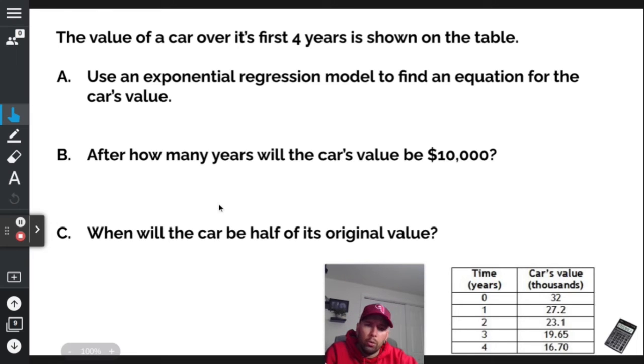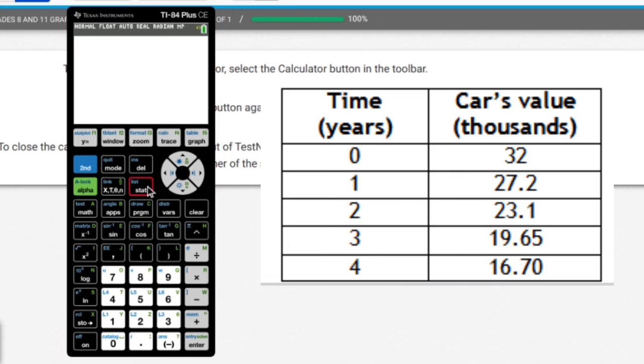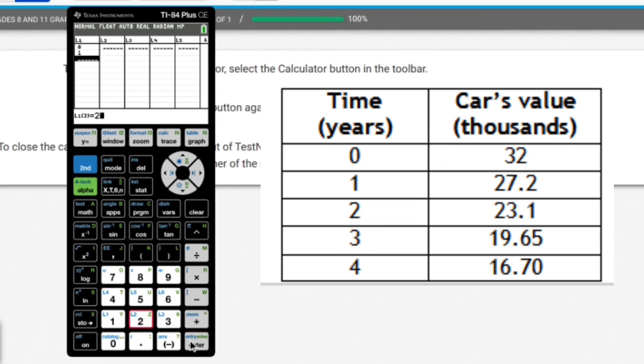So what we're going to do is we're going to take a look at this guy. We're going to throw it in our calculator. We're going to answer all of these questions using the process called exponential regression. Okay, exponential regression model. What I'm going to do is I'm actually going to go to Stat Edit, and I'm going to use the exact numbers that they give us. 0, 1, 2, 3, 4.